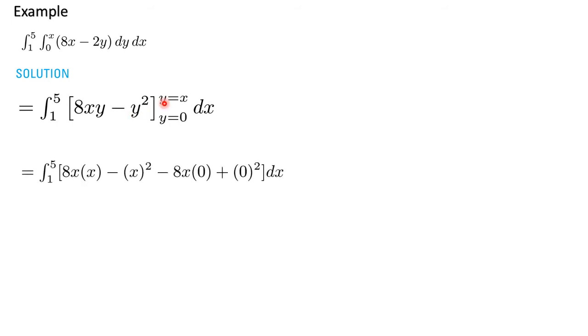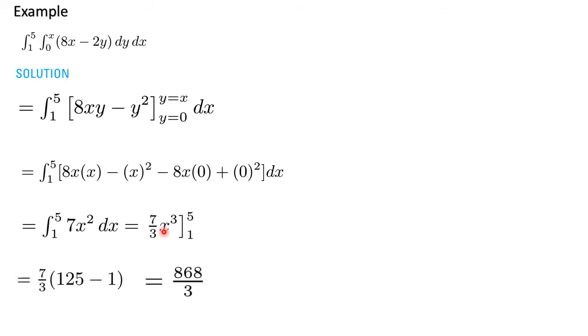Now replace y with x, we'll get 8x into x minus x square minus the lower limit 8x 0 plus 0 square. Simplify it, we'll get integrate from 1 to 5 7x square dx. Now integrate this with respect to x, we'll get 7 over 3 x cube from 1 to 5. So replace x with 5, we'll get 125 minus replace x with 1, we'll get 1. Simplify it, we'll get 868 over 3.